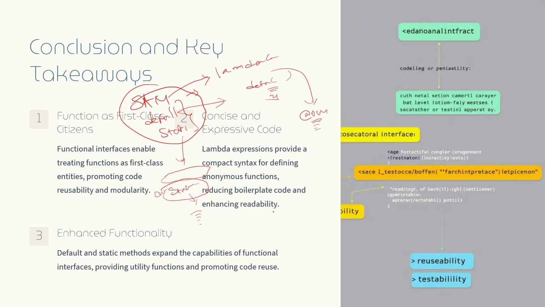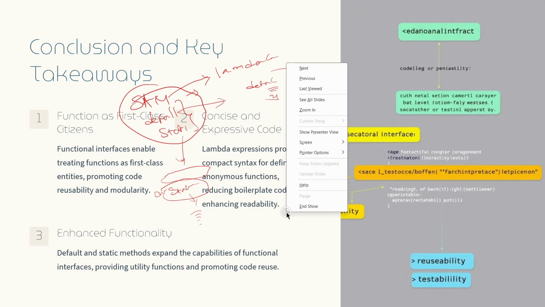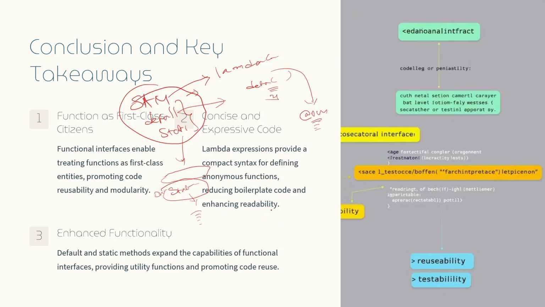Clear? And what are the few functional interfaces we have? We have Predicate, Consumer, Function, Supplier. These are the few functional interfaces.